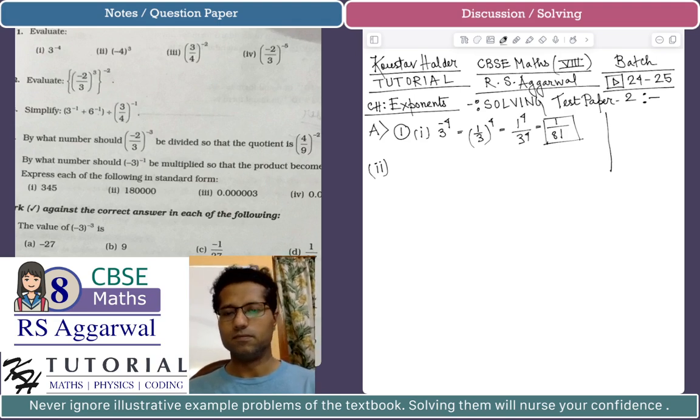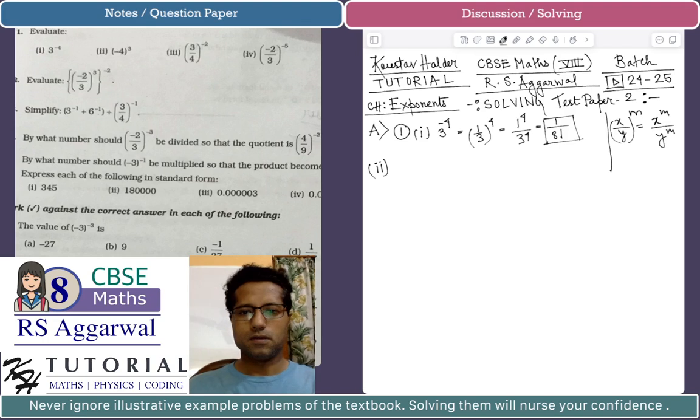While I am solving the problem, I will discuss any necessary laws of exponents or any concepts on the right hand side. So I used the formula or the laws of exponents, that any rational number x by y raised to the power m, if you want to convert it to a rational number, it will be x to the power m divided by y to the power m.